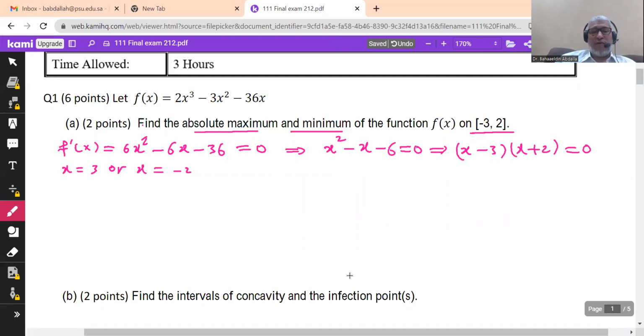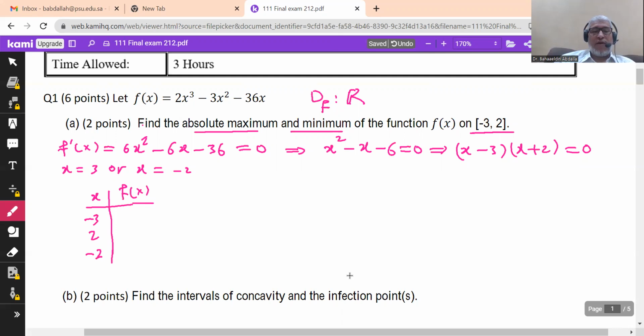They belong to the domain of the function. Of course, the function is a polynomial, so the domain is all real numbers. But we need the critical numbers inside this interval from -3 to 2. So 3 is not included. So we choose the critical numbers on the interval, and we put these values, the endpoints of the interval, -3 and 2, and we choose the critical number inside this interval, which is -2. 3 does not belong to this interval.